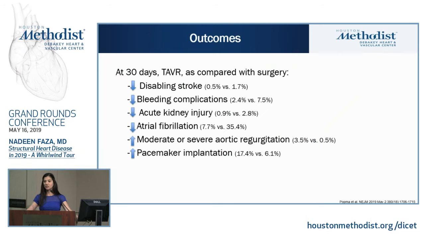At 30 days, patients who had TAVR with a self-expanding valve, as compared to surgery, had lower disabling strokes, less bleeding complications, less incidence of acute kidney injury, and decreased atrial fibrillation. Note that about 35% of patients post-surgical aortic valve replacement developed atrial fibrillation. The TAVR arm, however, had a higher moderate to severe aortic valve regurgitation, which we'll talk about, and a higher incidence of pacemaker implantation, which was 17% in the TAVR arm with the self-expanding valve versus 6% in the surgical arm.